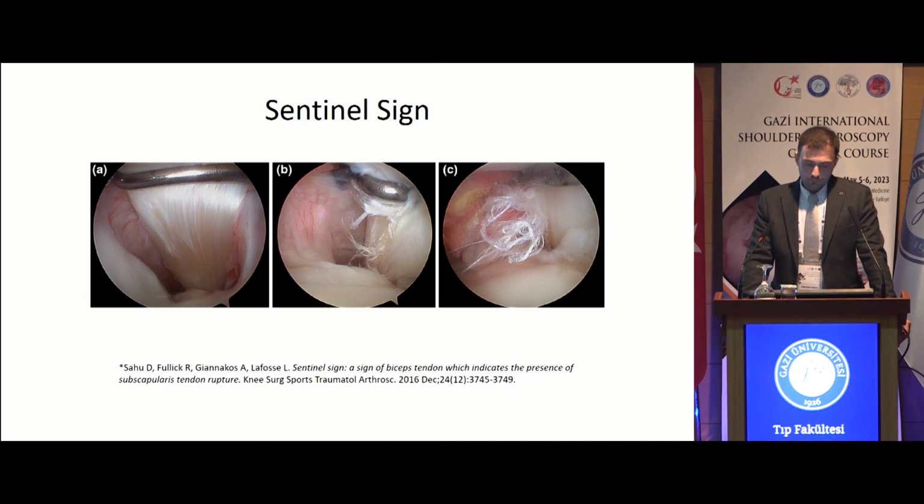Sentinel sign is another sign, popularized by Laurent Lafosse. It's a popular sign that will make the surgeon think about subscapularis tear. It is the anterior portion of the biceps tendon being degenerated and frayed. This is due to the chronic instability on the biceps tendon. As I said, the subscapularis supports the anterior sling of the biceps, so it's not surprising to see anterior fraying and degeneration in these tears.